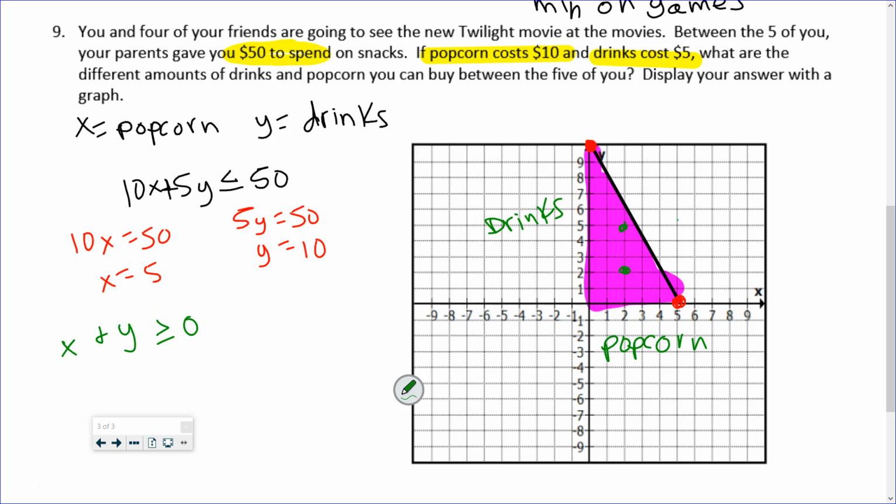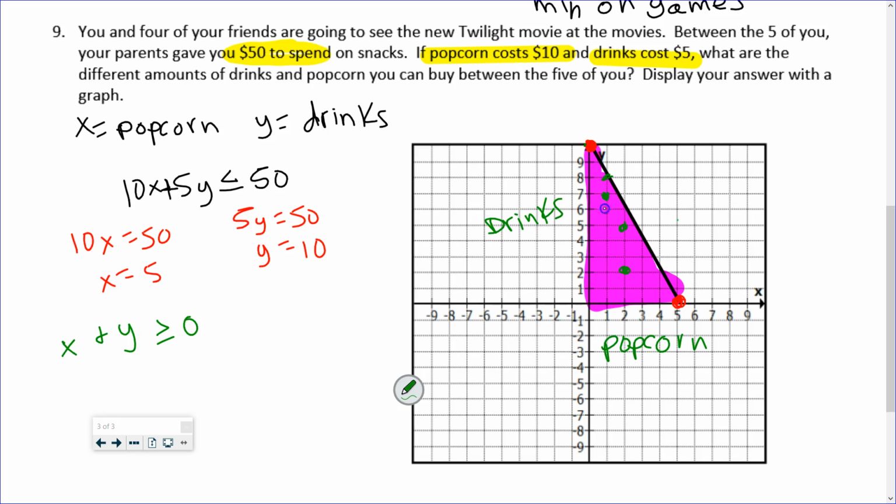Yep, that's allowed. What if I wanted to spend all my money? I could do 1 popcorn and 8 drinks. What else? I could do no popcorn and 10 drinks if we're real thirsty. Yeah, you could do no popcorn and 9 drinks. What else, Elian? Well, 7 drinks. Hold on. You're right. I went the wrong spot. 7 drinks, 1 popcorn. Yep, that's going to work.